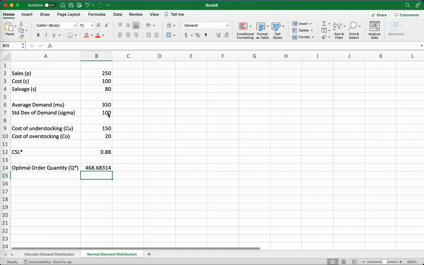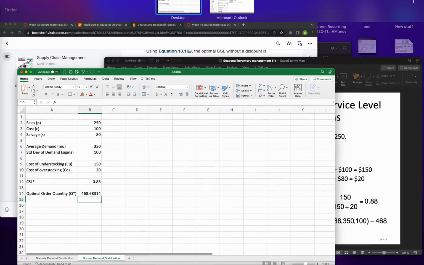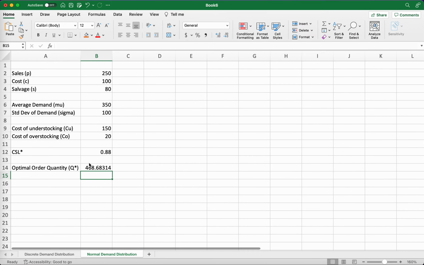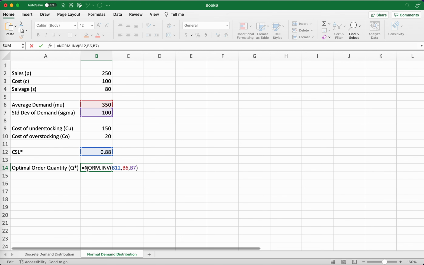Now, obviously, because we're talking about jackets, the order quantity has to be a whole number. So we have a couple of options here. We can either round this up or round this down. It looks like the textbook has always rounded it down, even though the value is more than 0.68, I don't know why. So when I write this formula, I'll just have a round function. I want to round this to 0 digits.